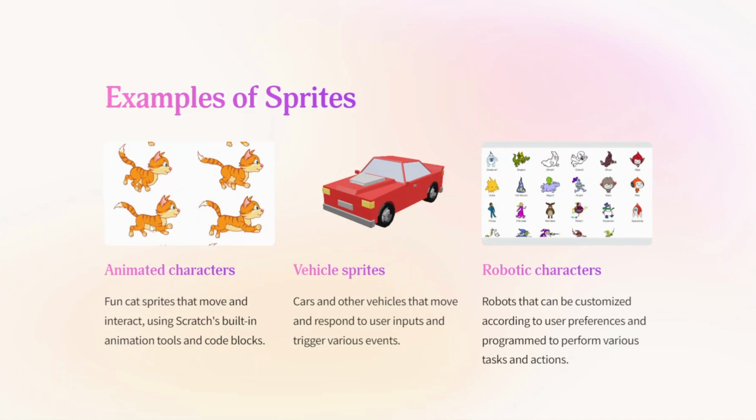So let us see some examples for sprites. So this is a fun cat and it has different animation. So we can use these in a loop and we can show like a running animation of this cat, right? And we have this vehicle sprite. So cars can move and you can create a car racing game as well from these car sprites. And there are many different sprites already available, so you can use those. So let us just quickly go to the Scratch website.